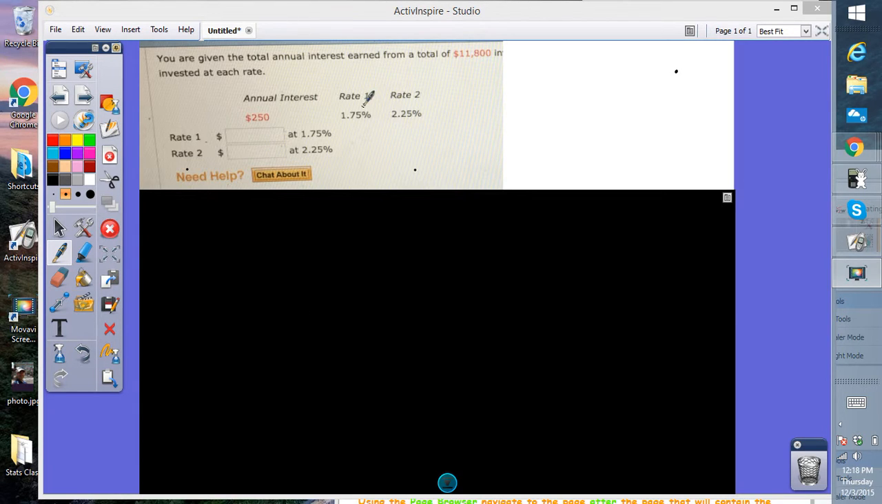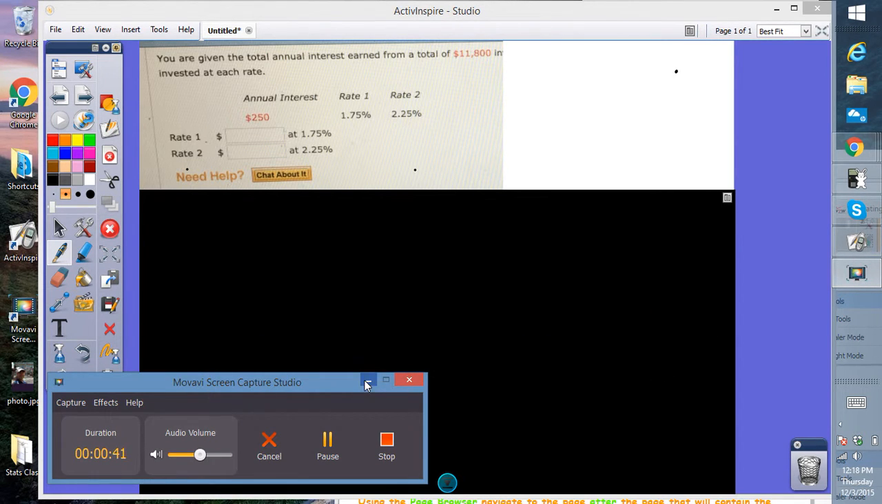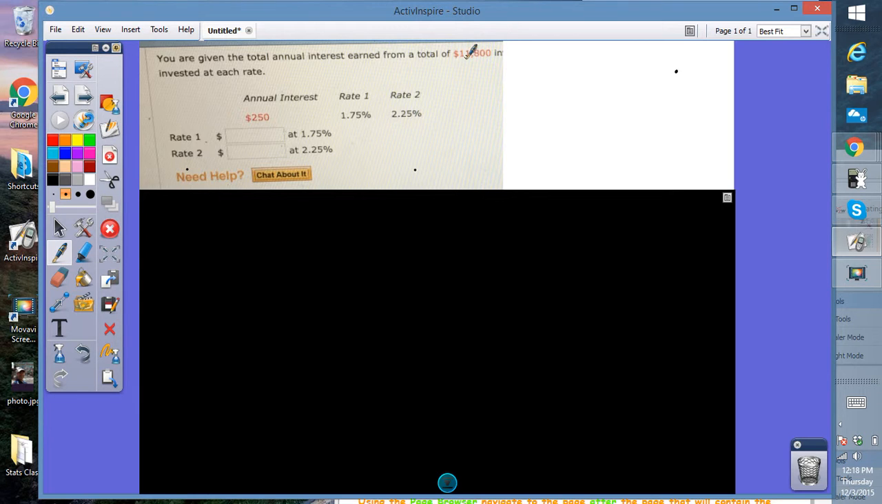So it tells us we're looking for a system of equations. So we need two variables and we need two equations. It also helped me once I read this in more detail. I didn't realize at first that of this $11,800, part of it is invested at 1.75%, and another part is invested at 2.25%. So they're looking for how much of this principal is invested at each rate. And together, those two are going to earn $250.